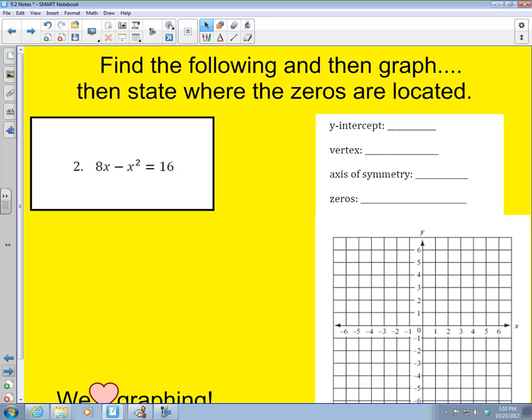Okay, we're going to do this one right here. It says find the following and then graph, then state where the zeros are located. Well, first of all, we got to get everything equal to 0. So I'm going to subtract 16 from both sides. So putting this in order now, it is basically negative x squared plus 8x minus 16 equals 0.